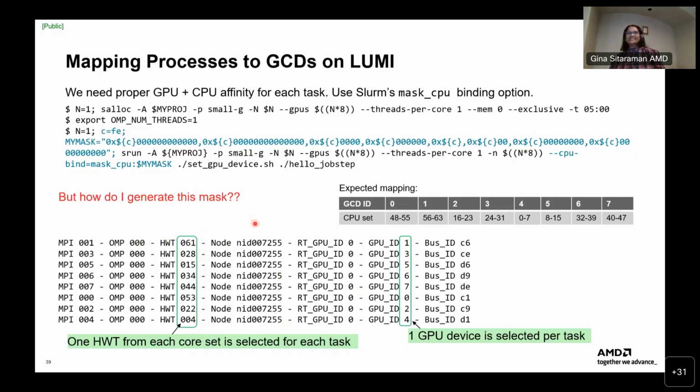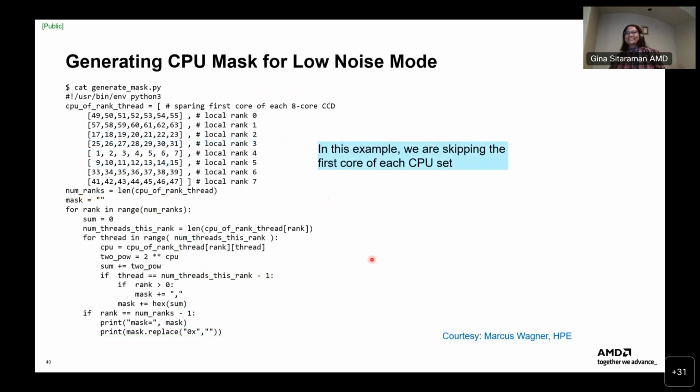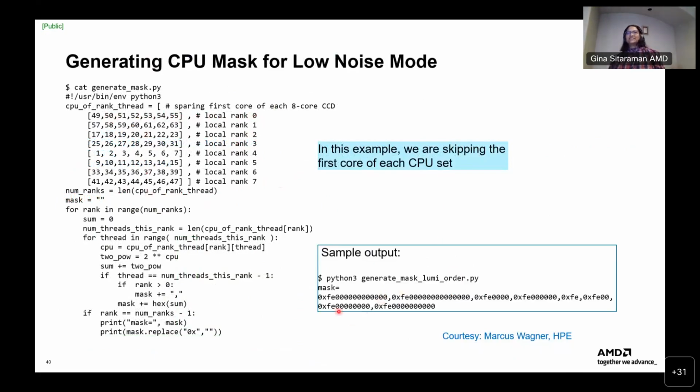So how do I generate this mask? It looks wild, right? Thanks to Marcus Wagner, who helped me with this a couple of years ago. So there is a script where you can explicitly specify what cores you would like for each one of these ranks, and then just running the script generates the mask for you, it just prints out the mask for you. It's a Python script. It's very easy to understand. In this example, instead of going from 48 through 55, we have skipped core 48, and similarly, the first one in each one of these sets. And this is all to deal with this low noise mode on Lumi.